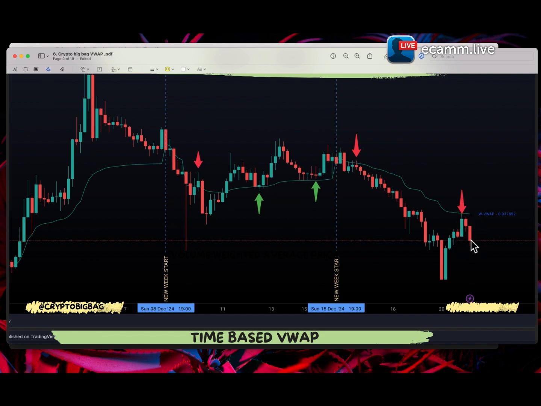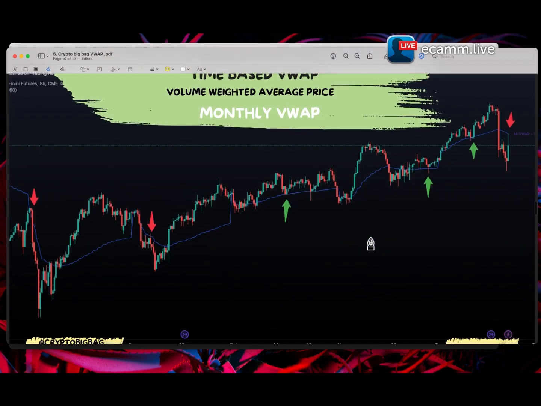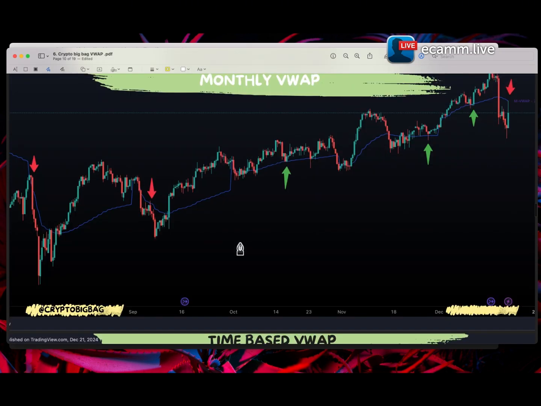In an uptrend, when price is above the VWAP, it always tends to be support. In a downtrend, when price is below the VWAP, as you can see right here, it always acts as resistance. Monthly VWAP, same thing. I see the monthly VWAP acting as resistance right here, and right here. If price is below the VWAP, it's going to be resistance, and if price is above it, it's going to act as support.